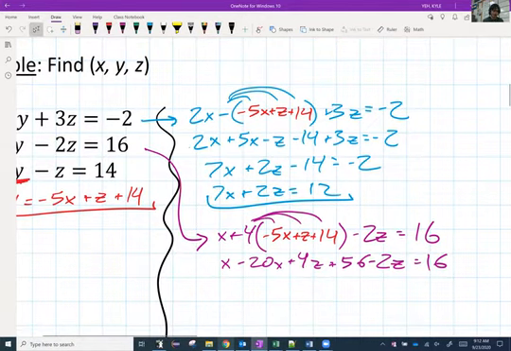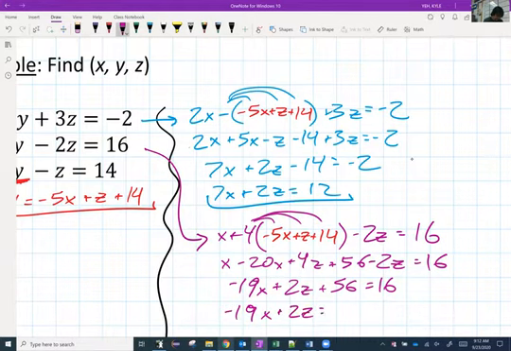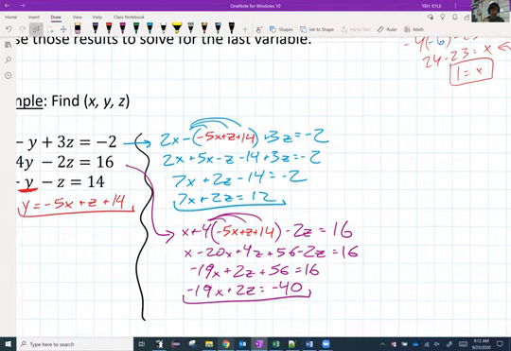Same thing, let's combine like terms. So negative 19x's plus 2z's plus 56 equals 16. Subtract 56 on both sides. Negative 19x plus 2z equals negative 40. Okay, so again, I'm half boxing everything that's really important that I'm going to need later. So I'm going to draw another dividing line because I want to start a new column of work.